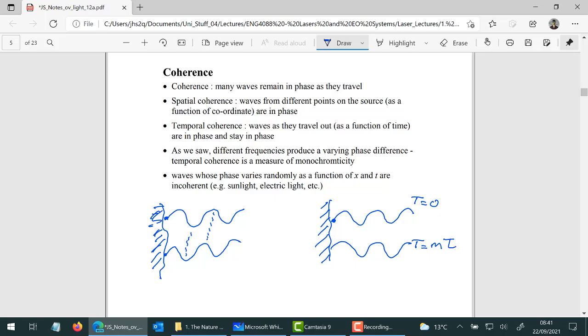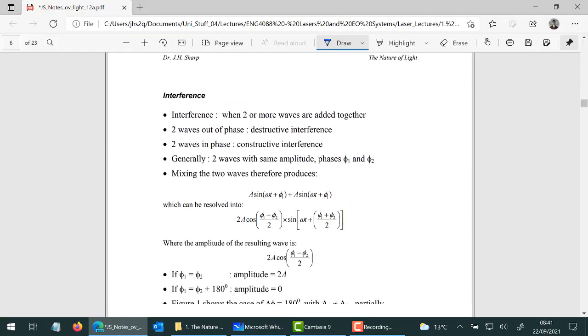Obviously with the laser, what we're expecting to get is a single wavelength coming out, a single frequency. In reality, as we shall see, that's not the case generally. There is a range of wavelengths or frequencies which come out, and so temporal coherence gives us a measure of how broad a range of frequencies are actually being given out by the laser.